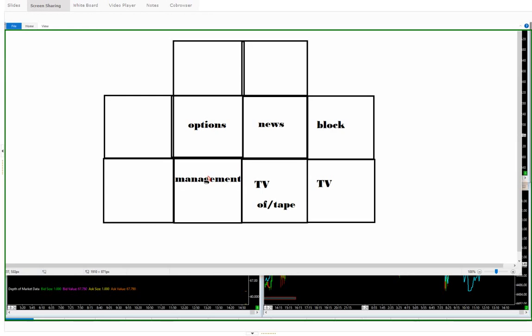Or an iPad, Gene. If you've got an Apple iPad, you know what I mean? Absolutely fantastic.